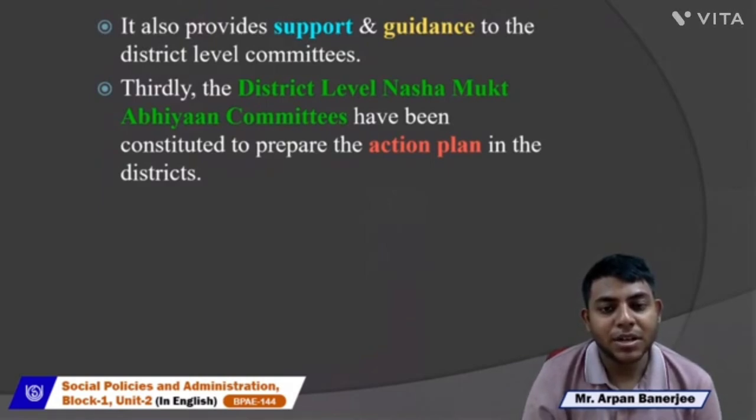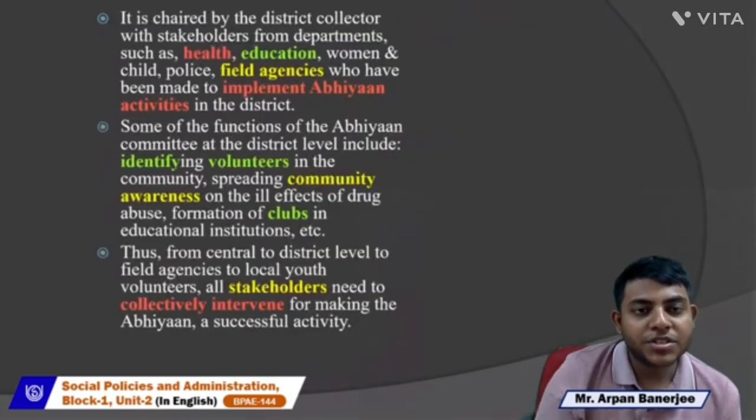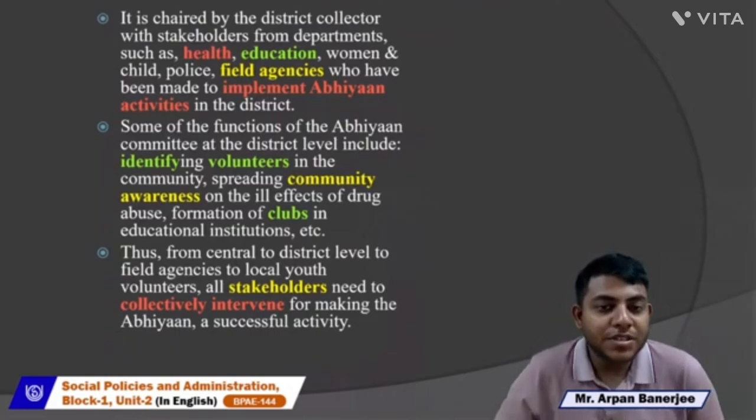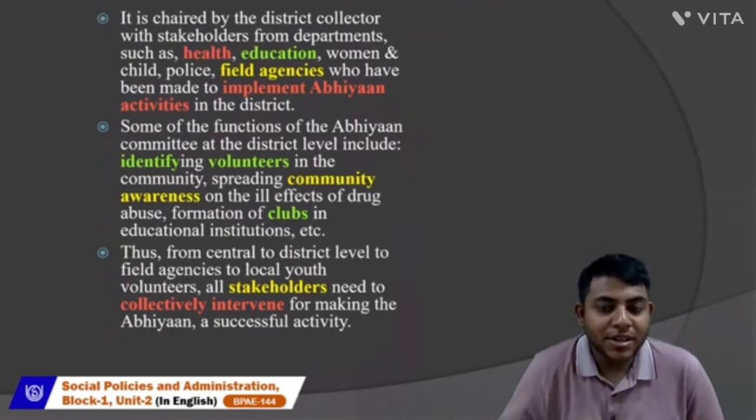Thirdly, the district level Nasha Mukt Abhiyan committees have been constituted to prepare the action plan in the districts. So it is chaired by the district collector with stakeholders from departments such as health, education, women and child, police, and field agencies who have been made to implement Abhiyan activities in the district. Some of the functions of the Abhiyan committee at the district level include identifying volunteers in the community, spreading community awareness on the ill effects of drug abuse, formation of clubs in educational institutions, etc. So thus, from central to district level, field agencies to local youth volunteers, all stakeholders need to collectively intervene for making the Abhiyan a successful activity.